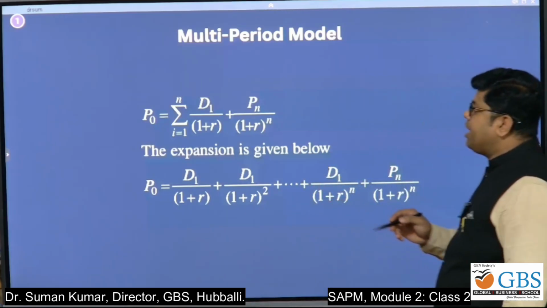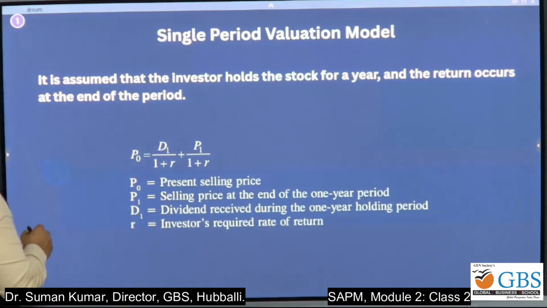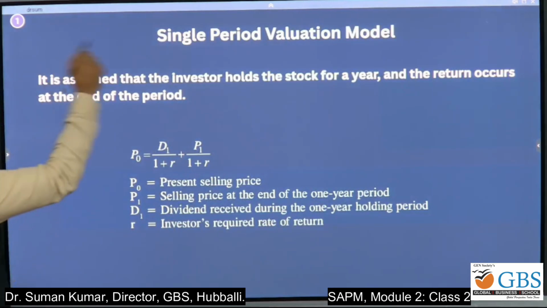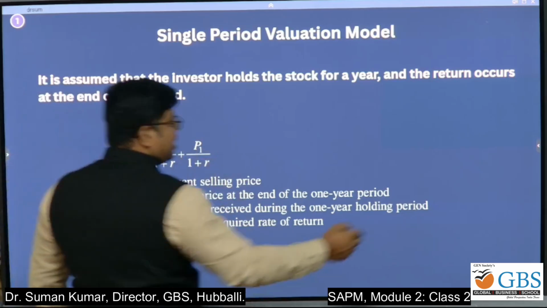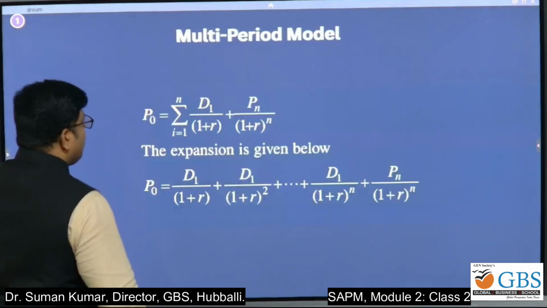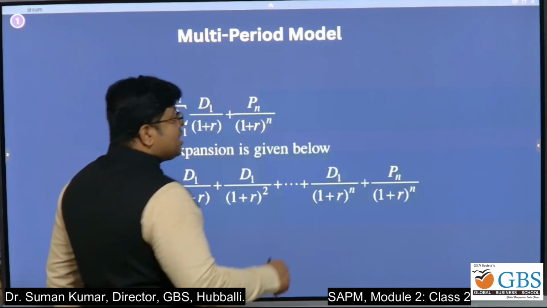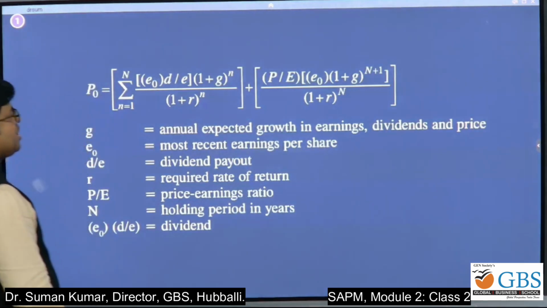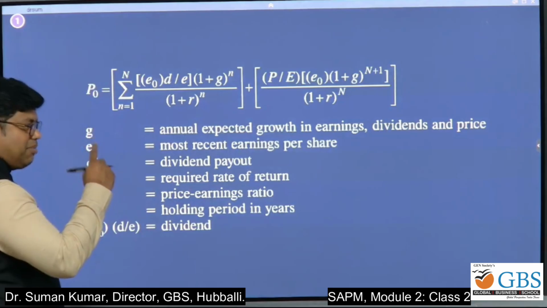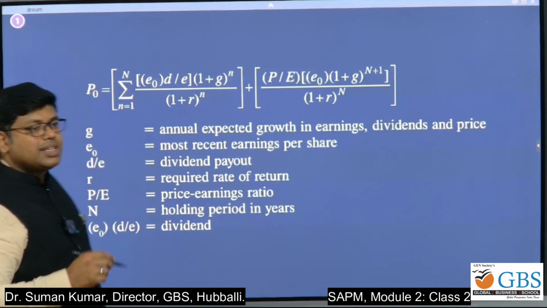Done. This is multi-period. See, what is the first one? Single period. What is the assumption? The investor will be holding the stock for 1 year. Then, next, the multi-period model. Correct? So, the third model, very important. It is a continuation of this, I mean, the second model only, continuation. In multi-period, you know what happens?